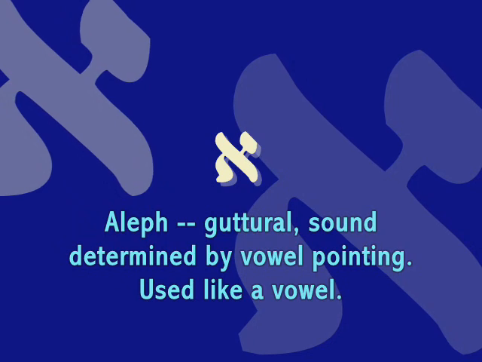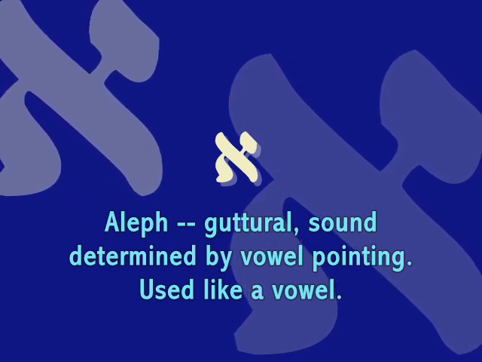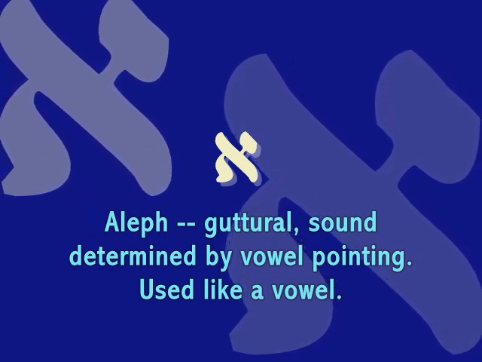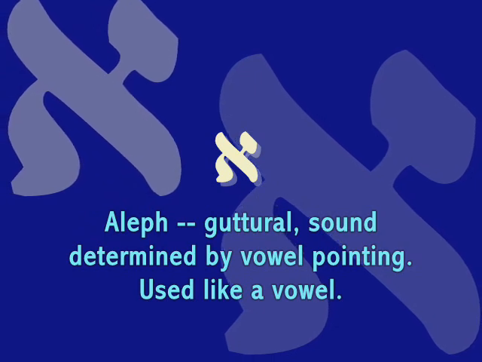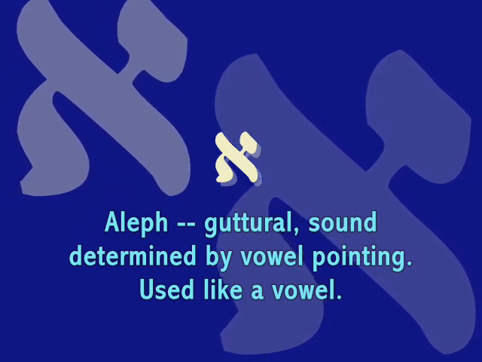So Aleph is kind of like goo. Oh, it's like you're gargling. So when you hear Jews say Elohim, they're saying it from the back of their throat, the A, the Aleph.